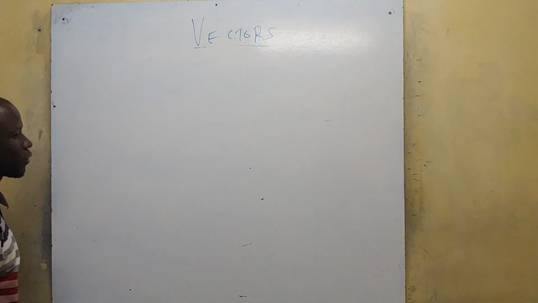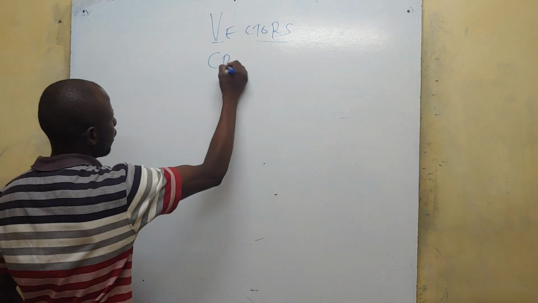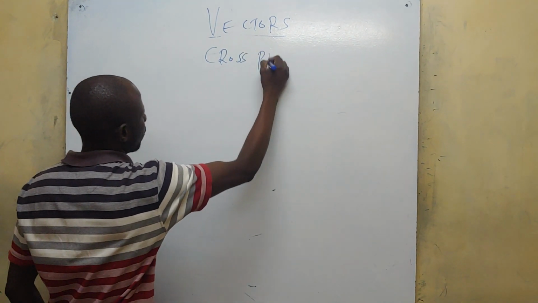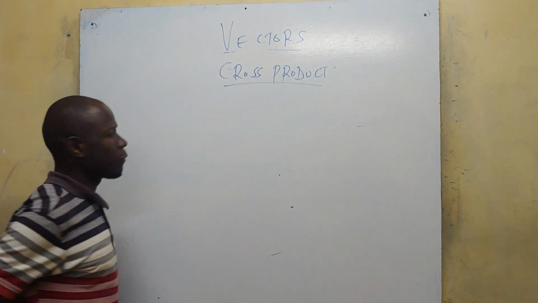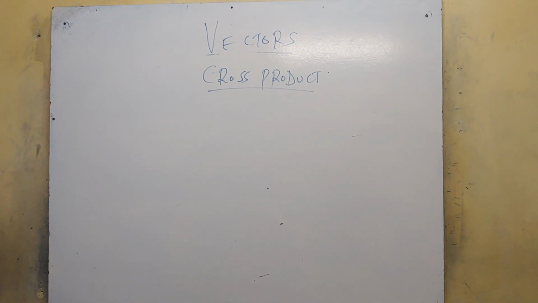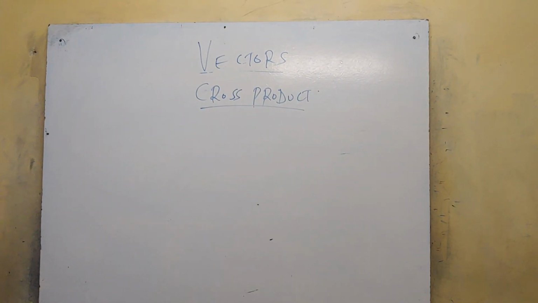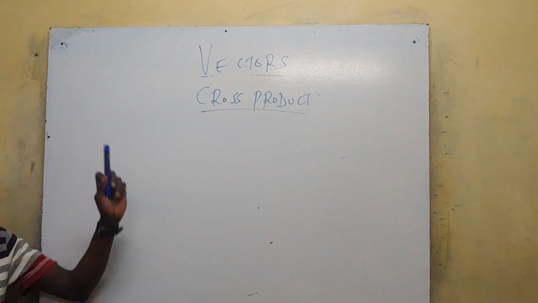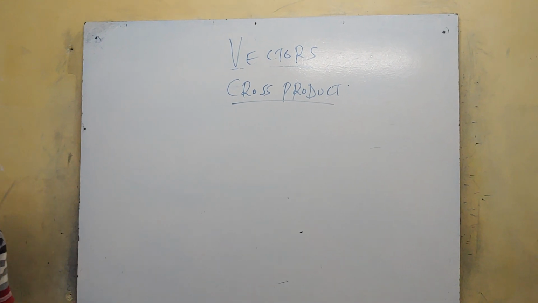So today we are going to look at the cross product in vectors. Just like the other week we were looking at the dot product, and we saw how a dot product can be obtained given two vectors. Today we are going to look at the cross product: if you are given two vectors, how do we get a cross product?